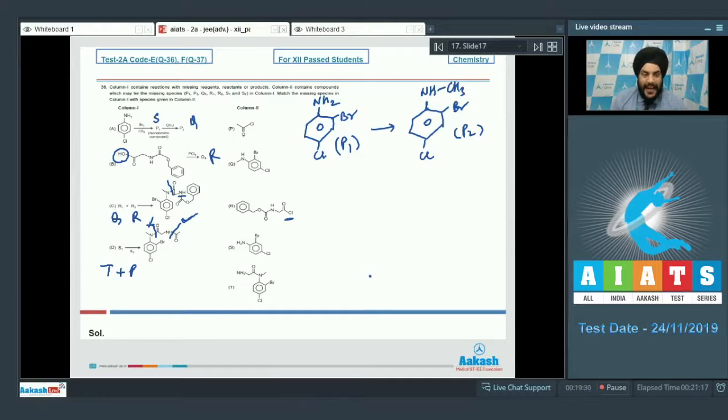Okay. So we have the correct matching for this matrix match the column, students. So option A has to be matched with Q and S. Option B has to be matched with R. Option C has to be matched with Q and R, whereas option D has to be matched with P and T. Let us look at the next question now.